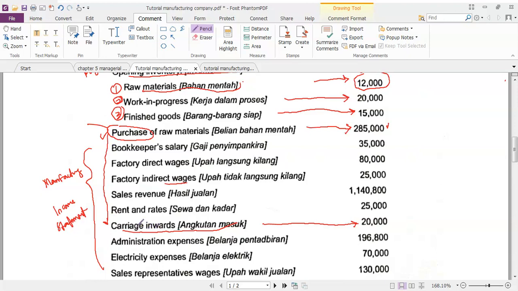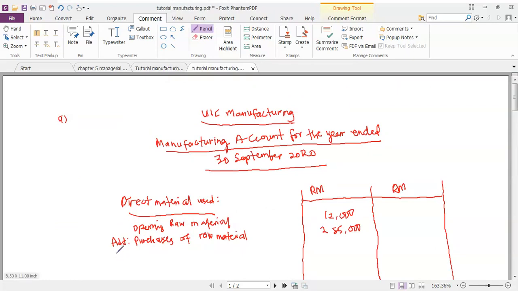Okay, carriage inwards. For example, if you buy some goods in Shopee, for example, the clothes that you buy from the Shopee is 20 ringgit and you must pay 24 ringgit because the 4 ringgit is for postage, right? So same goes here. Carriage inward is angkutan masuk. Angkutan masuk means that the cost incurred when you buy the raw material from supplier. Okay. So if there is carriage inward inside the list of account, you should add on in the purchases of raw material.